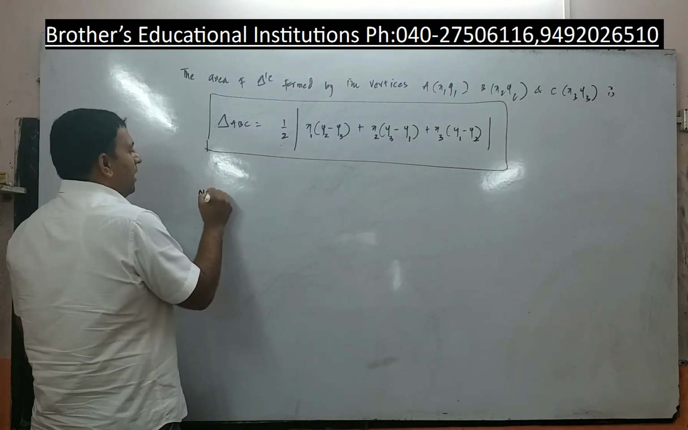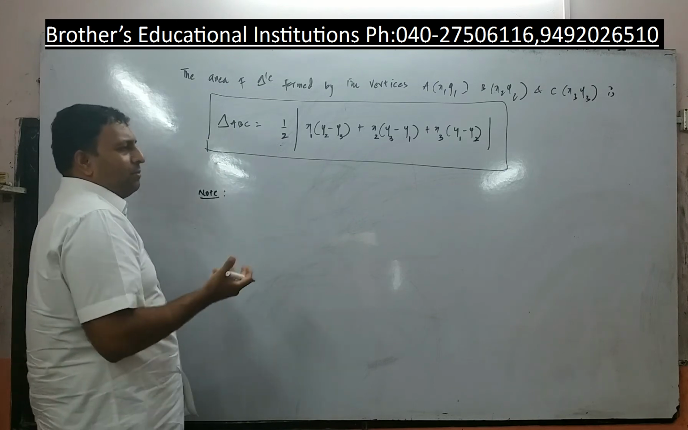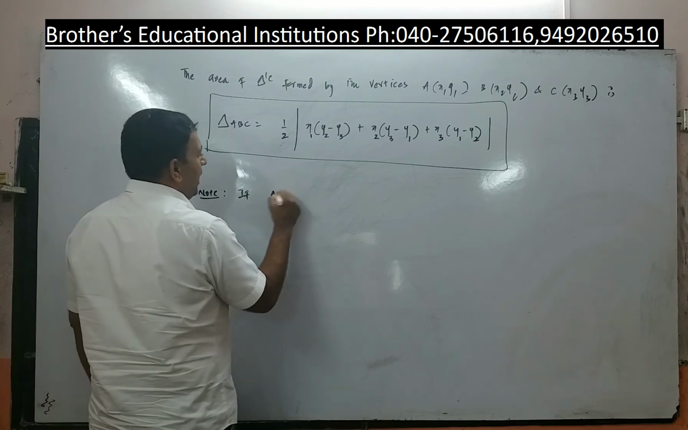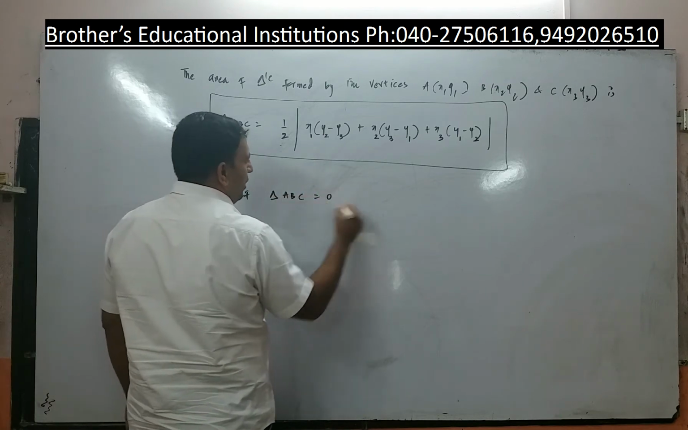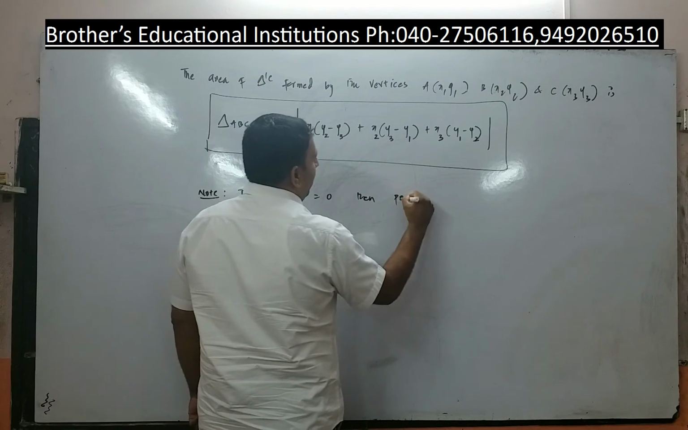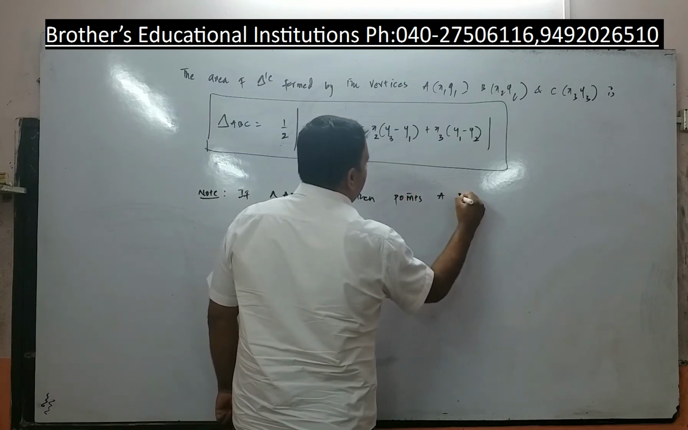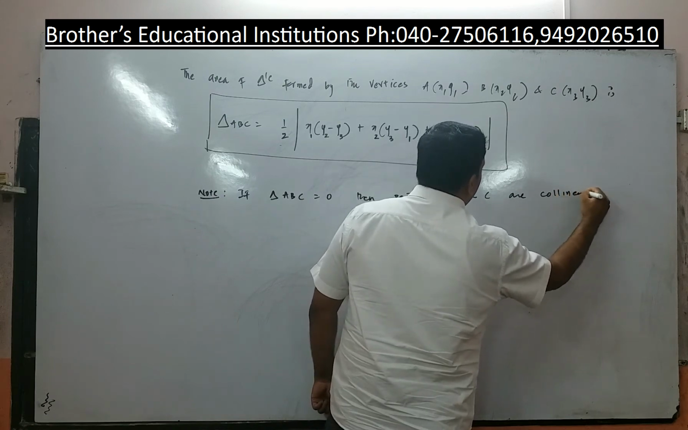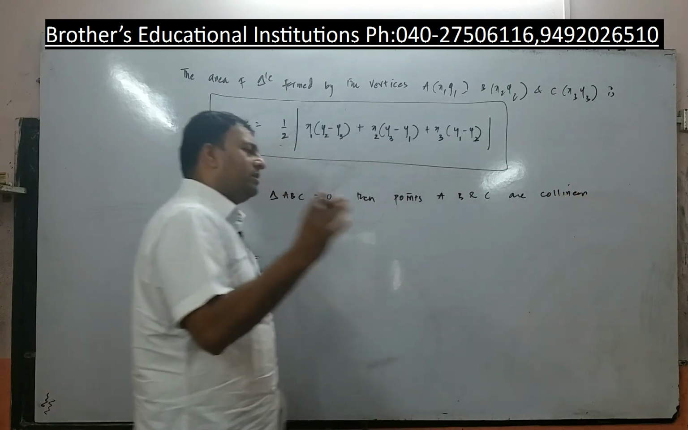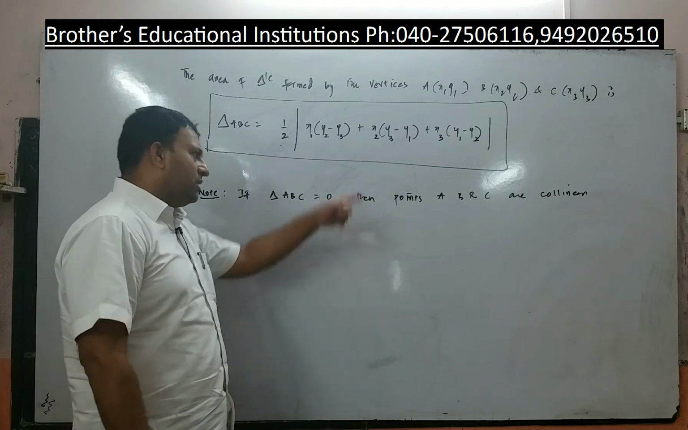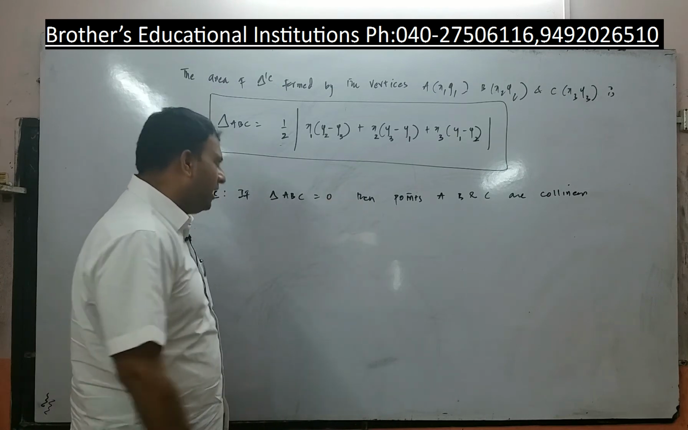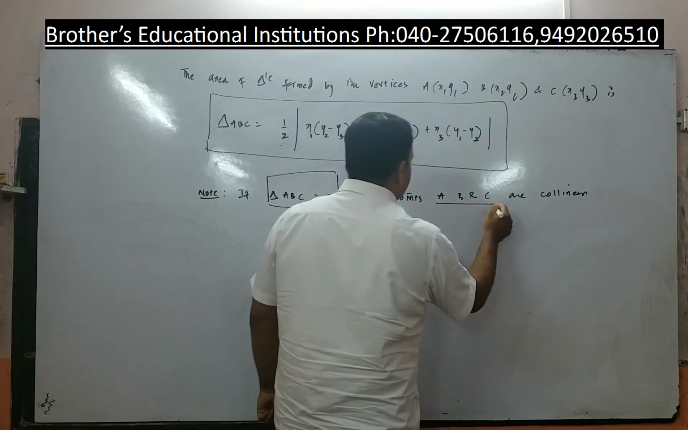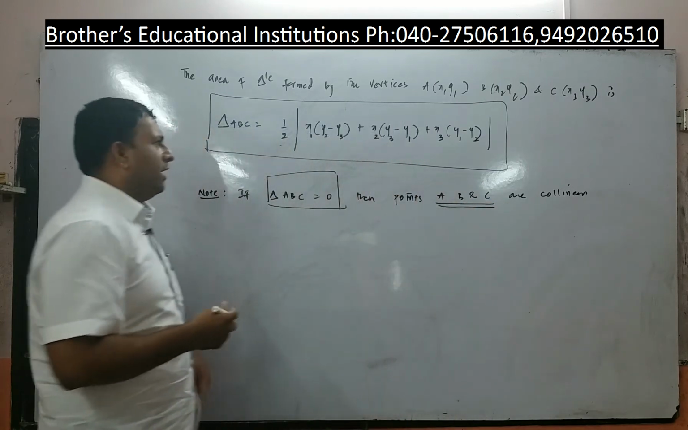Note, I hope you remember in one of my previous classes I have told you that if area of triangle is equal to 0, then points A, B and C are collinear. What do you mean by collinear? Points lie on the same line. So this is one more condition for collinearity. Whenever the area of the triangle formed is 0, you can declare those points as collinear. So let us move forward.